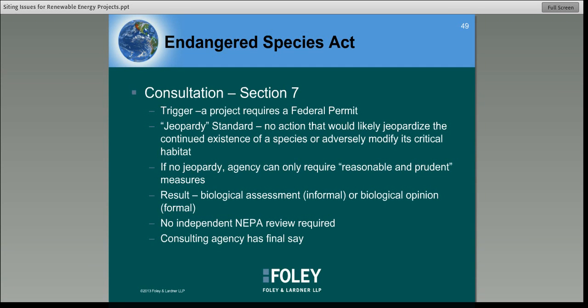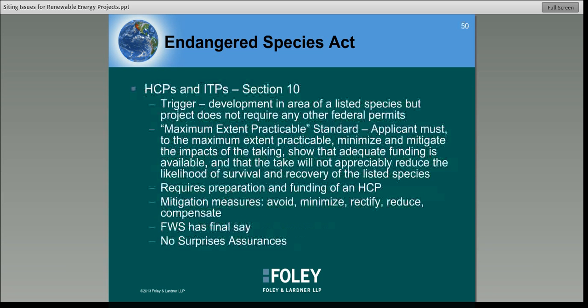A factor that's important to know about consultation under Section 7 is that no independent NEPA review is required. So if you go through Section 7 consultation, you don't have to go through the NEPA process. Well, at least for the species, there may be other permits required. And then another interesting fact about Section 7 is that the consulting agency has the final say, ultimately, as to whether or not to move forward with the proposed action.